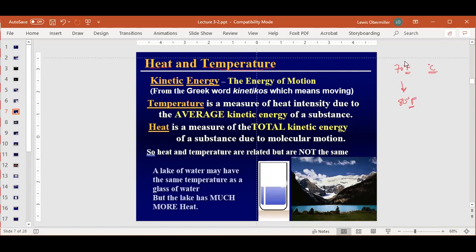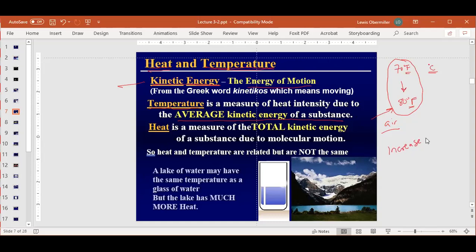So what causes this change in temperature? Why is it 80 instead of 70? And of course it feels warmer, but what really causes that? Well, temperature and heat are two different things. What causes this is something called kinetic energy. You guys know about kinetic energy. This is the energy of motion. Sunlight is kinetic energy. You running down the street is kinetic energy. Your car driving down the street is kinetic energy. Anything that's moving has that kind of energy. Temperature is a measure of the average kinetic energy of a substance. So in this case, this would be the air outside. That's what we're measuring. And when we increase the kinetic energy, the temperature goes up.